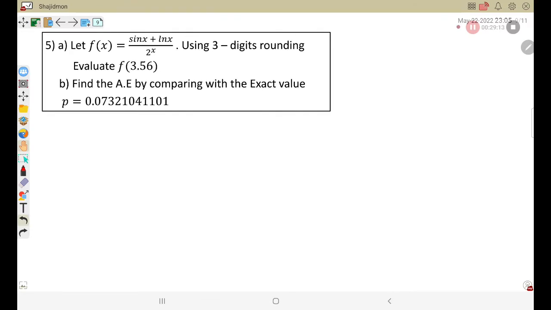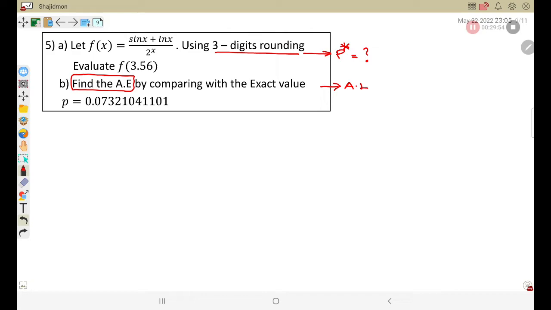Question number 5A part. Now we are doing some extra questions from here. So we will discuss question number 5A. Let f of x equal sin x plus ln x divided by 2 to the power x. Using 3 digits rounding, evaluate f of 3.56. Using 3 digits rounding means we need to calculate P star, the approximate value of f of 3.56. After that, find the absolute error. That is the second part of the question.